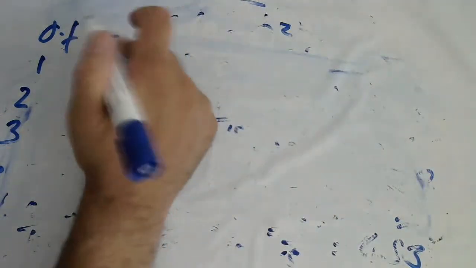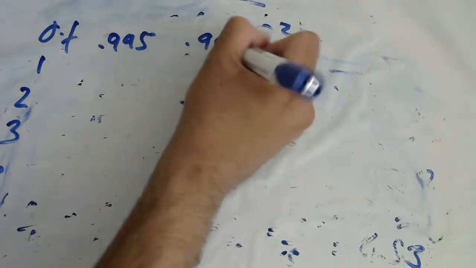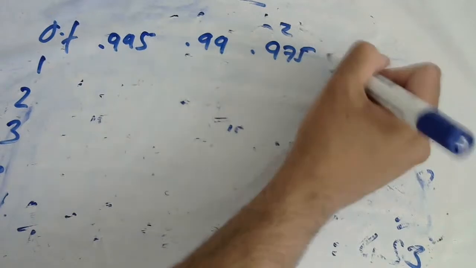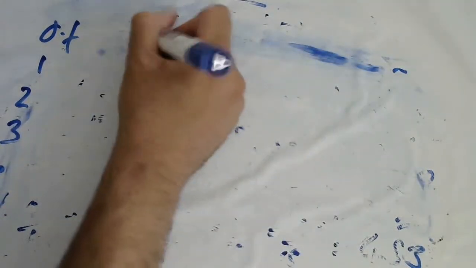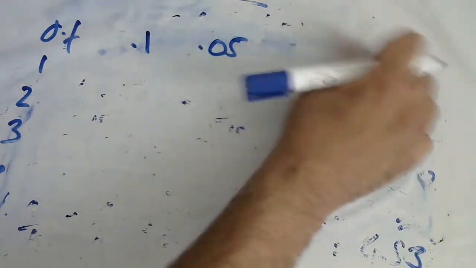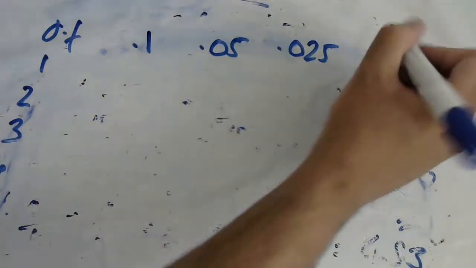And these are your probability tests. 0.995, 0.99, 0.975, and then so on and so forth, right? The ones you're most familiar with are the ones that go 0.1, so that's a 10% test, 0.05, that's a 5% test, and then 0.025, which is a 2.5% test. And of course, 0.01 would be a 1% test, all right?